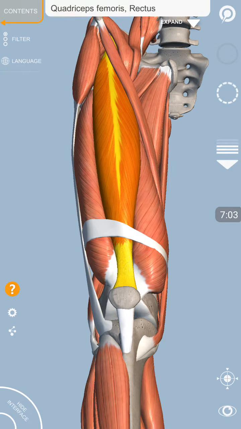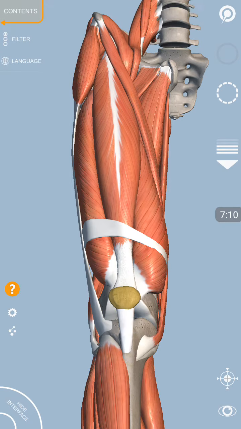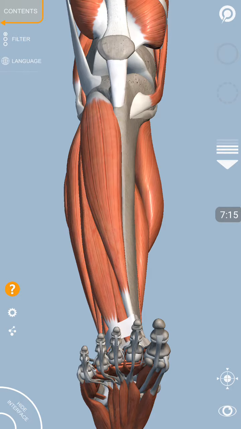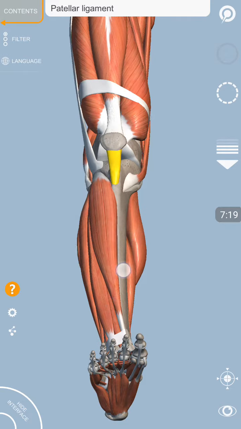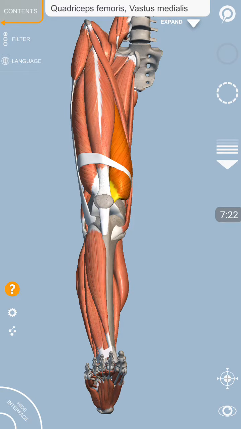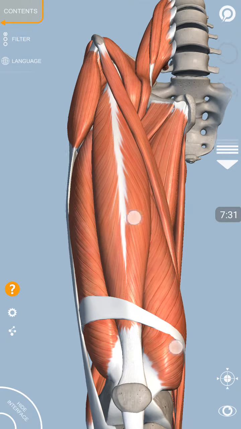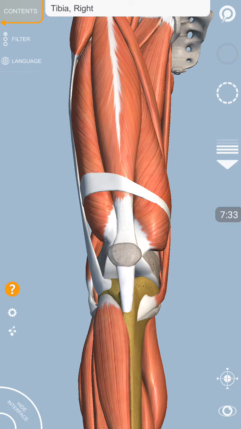This is the tendon of the quadriceps femoris, and then from the apex of the patella a ligament passes on and attaches onto the tibial tuberosity. As a result, all these quadriceps muscles are inserted into the tibial tuberosity, and when these muscles contract, they produce extension of the knee joint.